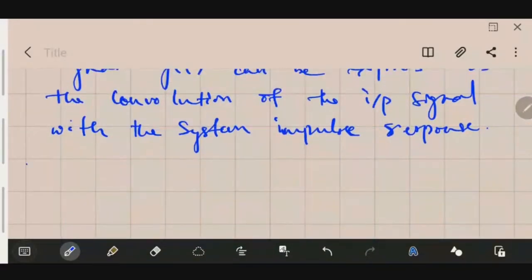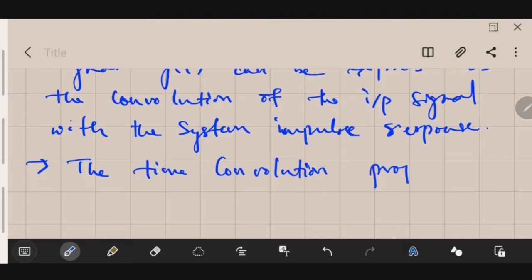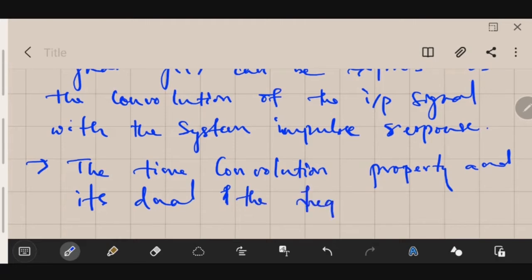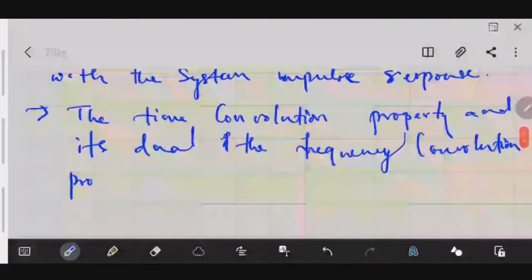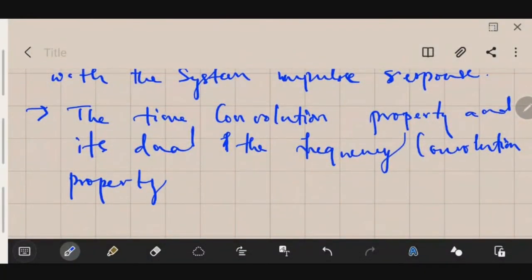So now let us go to the time convolution property, and its dual, which is the frequency convolution property. Let's see what their statements are. What do they state?